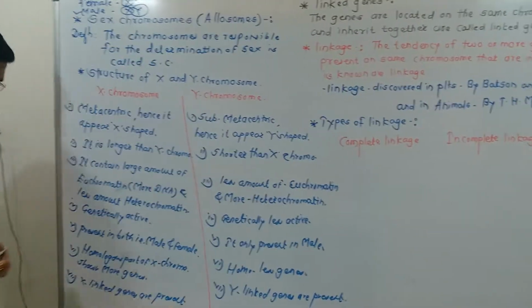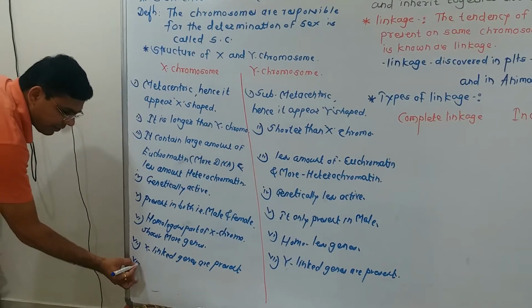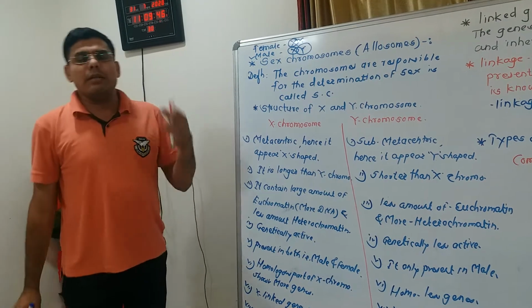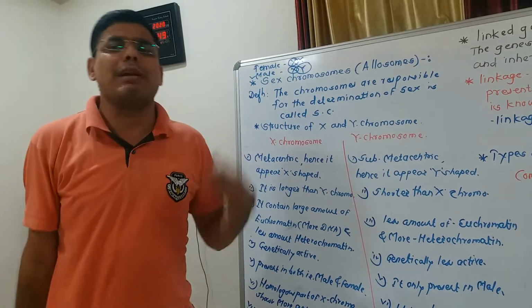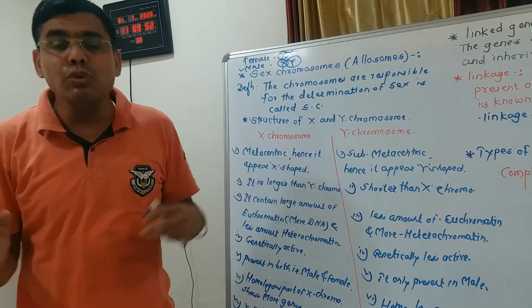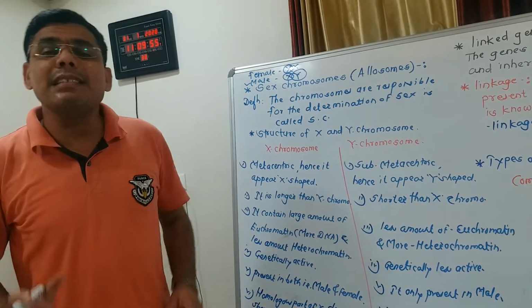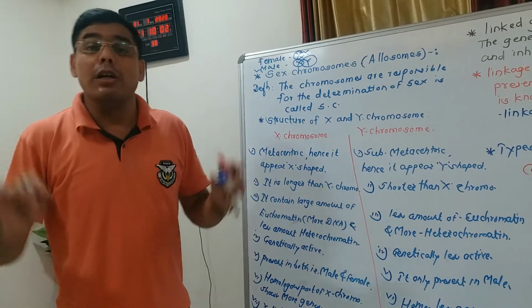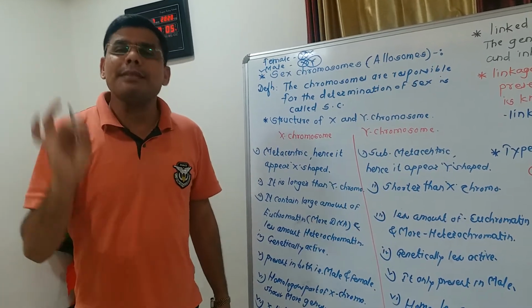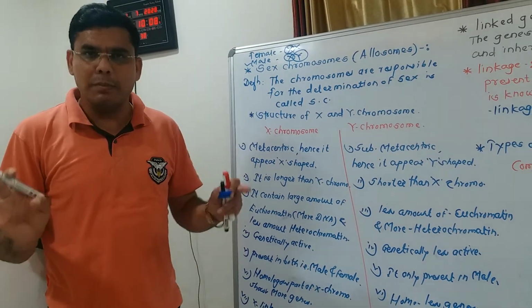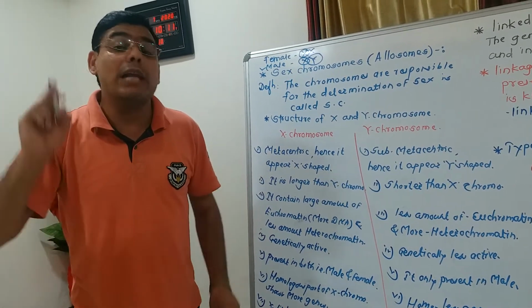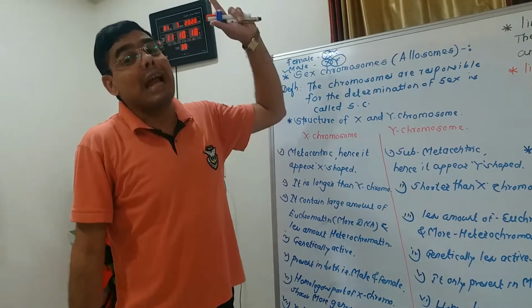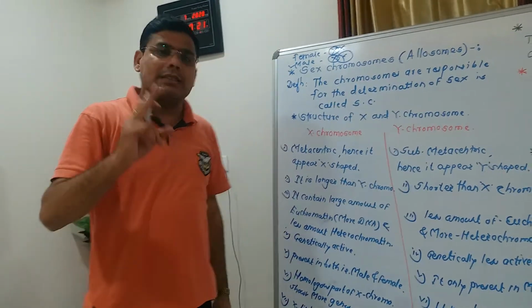Okay. Next point. The genes on the X chromosome show criss-cross inheritance, meaning some disorders are transferred from grandfather to grandson. This type of inheritance is called criss-cross inheritance. For example, color blindness and hemophilia are the best examples of criss-cross inheritance. The genes are transferred from grandfather to grandson.